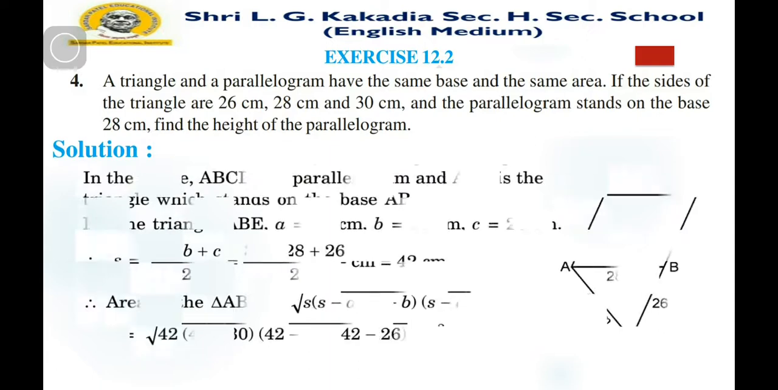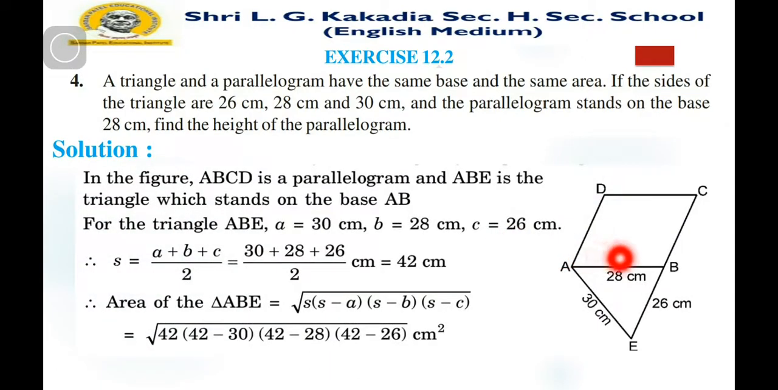So let us see the solution. Here you can see in the figure parallelogram ABCD and triangle ABE. Parallelogram ABCD and triangle ABE stand on the same base AB with length 28 centimeter, and the triangle has sides 30 centimeter and BE equal to 26 centimeter. So first we find the area of this triangle and compare it with the parallelogram. In the figure, ABCD is the parallelogram and ABE is the triangle which stands on the base AB.